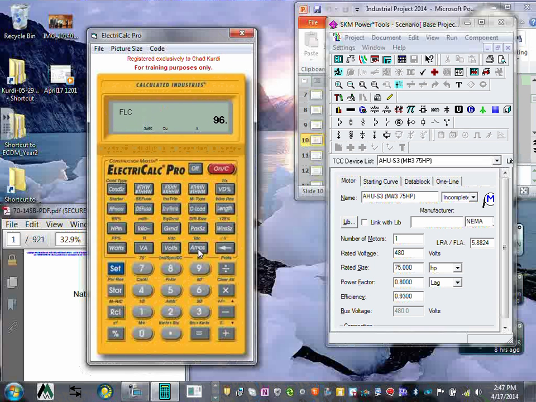Can you beat that one? Can you get this one from the code faster than that? By the way, I don't work for those guys. Now, your full load amp. Anybody want to check if that's the right full load amp from the NEC code book?